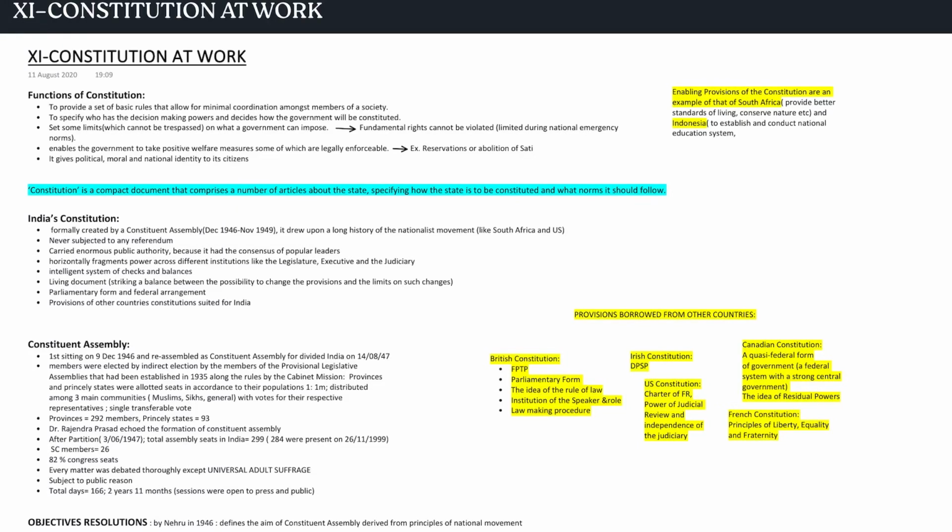And today we're going to read the foremost book for covering Indian polity, which is the class 11th Constitution at Work. I've made these concise notes on this whole book, so let's cover all of this book in one stretch.